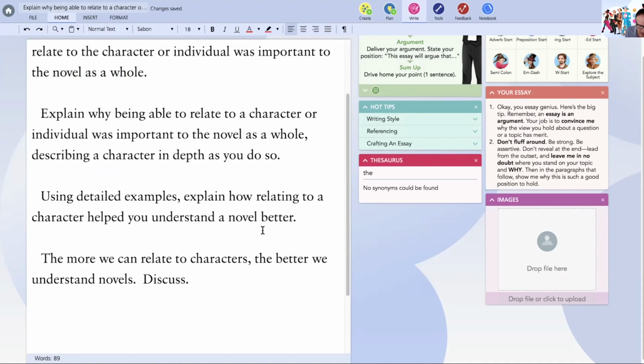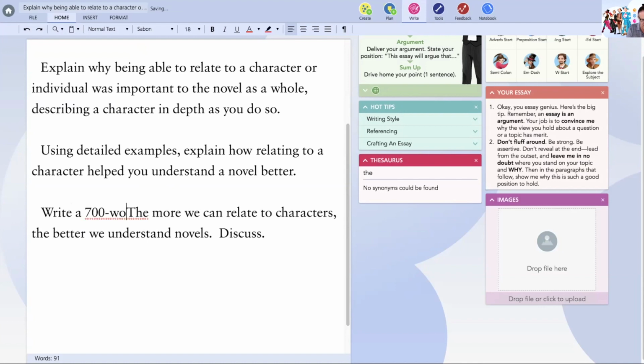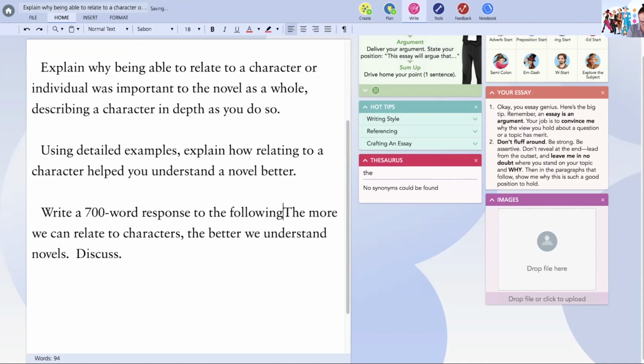Now, if I was going to use this in a class, and that's very close to the sort of question that I quite like to use, I would just preface it with this, write a 700-word response to the following. And it's done. That question has focus, has engagement, has positional strength. And a student can work with that.